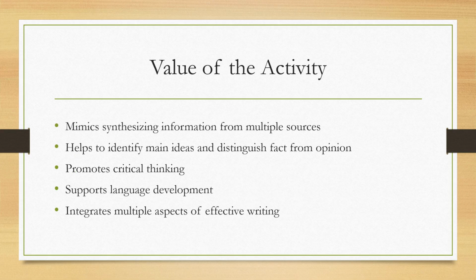This activity offers significant value for high intermediate college-bound learners by closely mimicking the real-world skill of synthesizing information from multiple sources. It also encourages learners to carefully identify main ideas while distinguishing between fact and opinion, which sharpens their critical thinking abilities. Additionally, the task supports ongoing language development and integrates several key aspects of effective writing, such as organizing ideas, using precise language, summarizing content, and paraphrasing, which are all essential skills for academic success and beyond. Overall, this activity builds a strong foundation for both comprehension and clear objective communication.